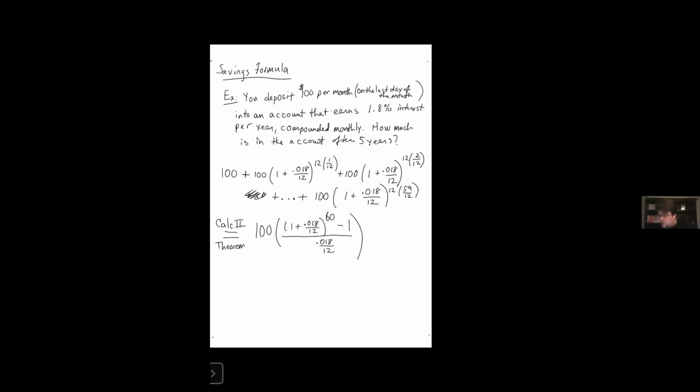Equals all that, 100 times 1 plus 0.08 over 2 raised to the 60. So that's the large quantity in parentheses in each of those terms. And now it's raised to the 60 minus 1, all over the periodic rate. And so to add those 60 terms together, all we have to do using this theorem is compute this last quantity, and this equals approximately $6,237.37.